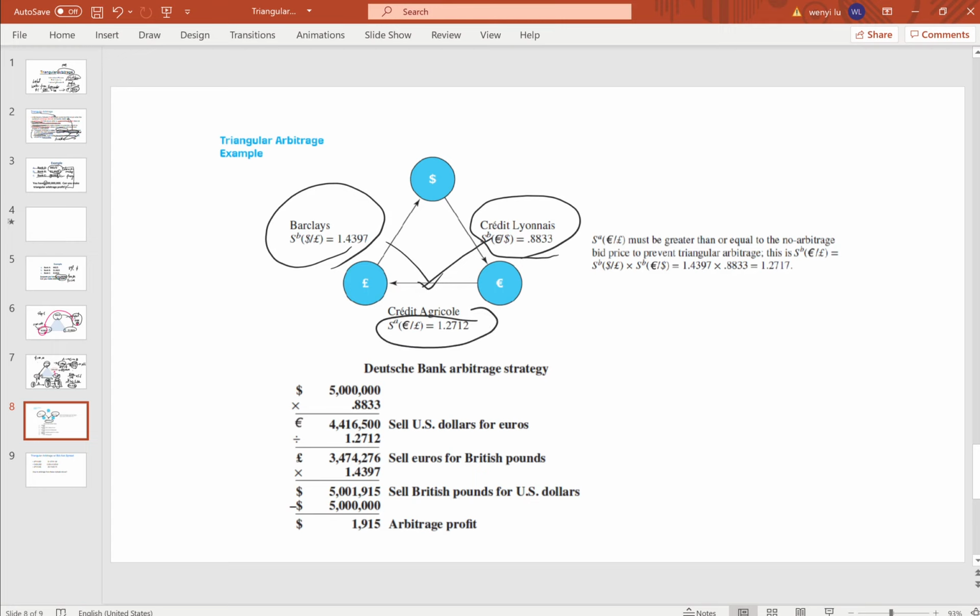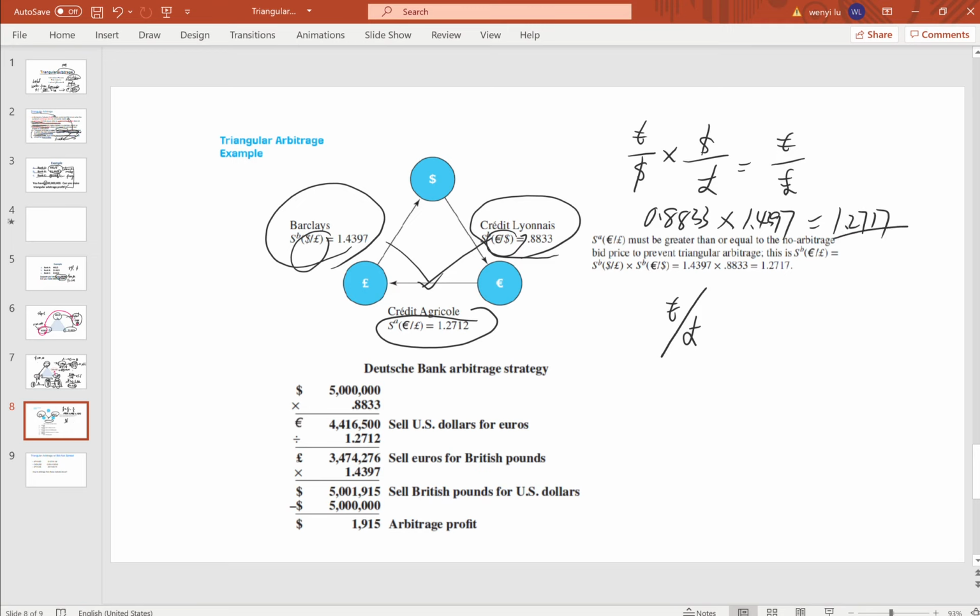So we must solve what? Euro to what? To pound. Where euro is here, and our pound is here. So we have the euro over dollar times dollar over pound. You can solve the euro to pound. So we can do a product, right? That's 0.8833 times 1.4397, and the result will be 1.2717. And this number we will compare with what? This one.